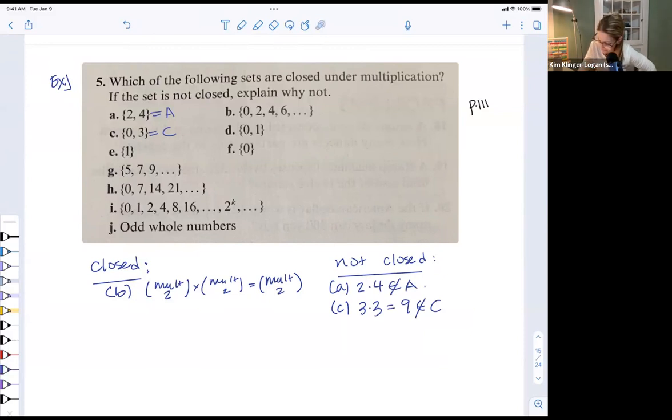However, even though D looks really similar, there's an important distinction, which is that 1 times 1 is still 1. So this set is in fact closed because 0 times 1 is 0, and that's in there. 0 times 0 is 0, and that's in there. So in fact, this thing is closed since 1 times 1 is equal to itself, which is in this set.